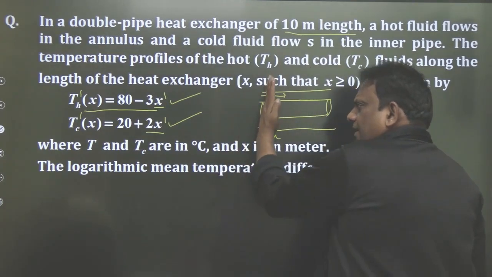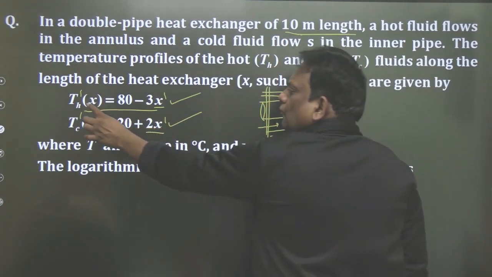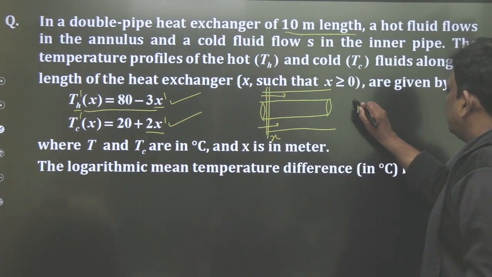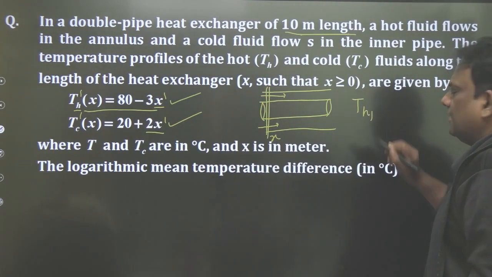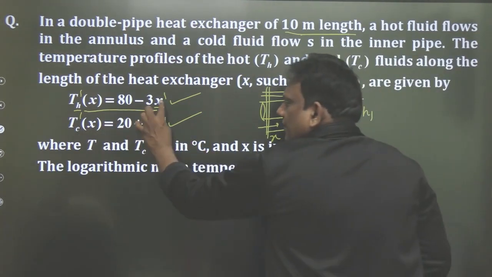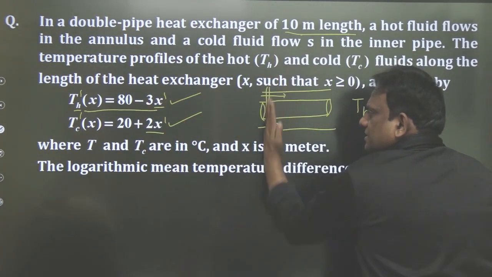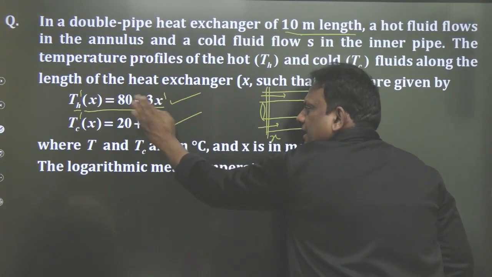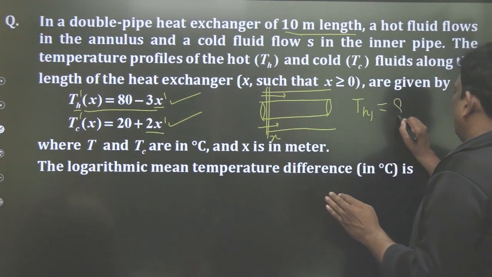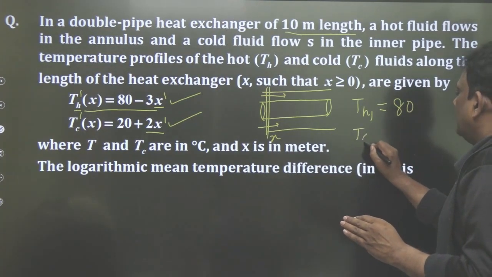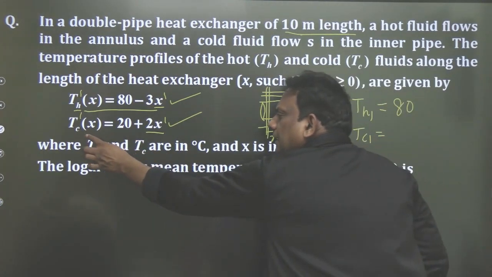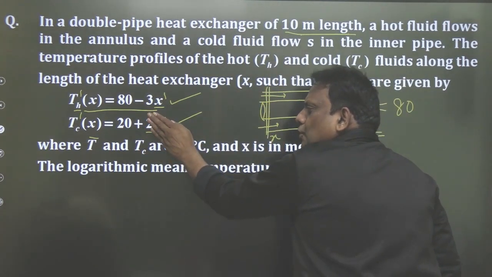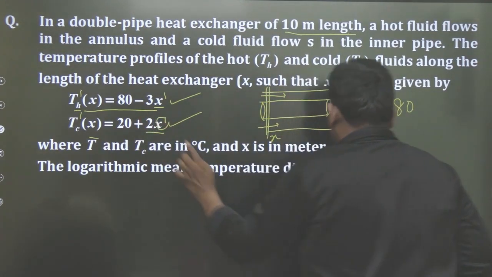When X is 0, what is the hot fluid temperature at entry? When X is 0, that is the hot fluid inlet. When X is 0, 80 minus 3 into 0 is 0, so 80 minus 0 is 80. No problem at all. So at the inlet, what is the cold fluid temperature? At the inlet, X is 0. When X is 0, 2 into 0 is 0. Therefore, T cold at the inlet is 20.